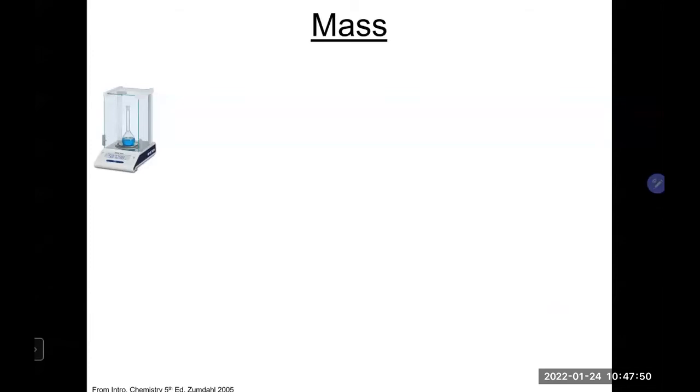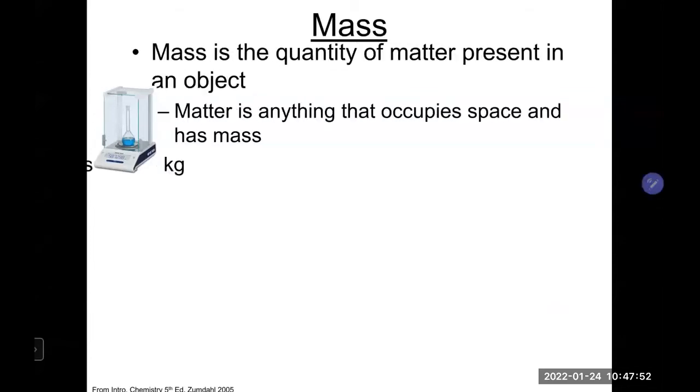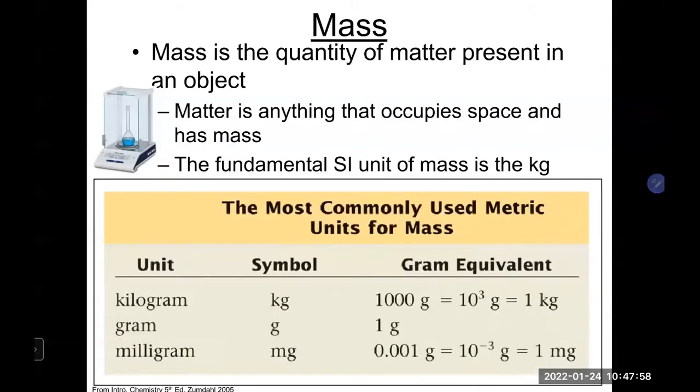So let's talk a little bit about mass. Mass is the quantity of matter that's present in objects. So what is matter? Matter is basically anything that occupies space and takes up area. So it's pretty much anything.